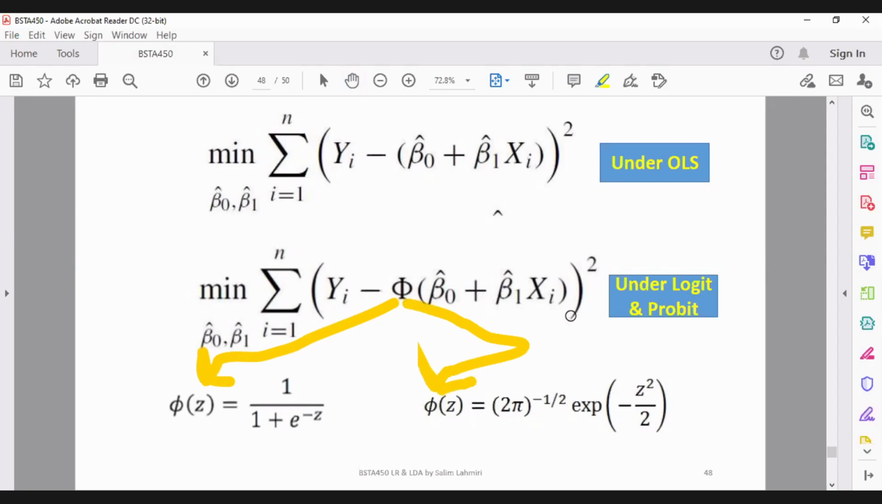So under logits and probits, we minimize the errors, and inside the error expression we have this function phi. This is the key function to estimate logits and probits, and this function can be either a logistic, a logit, or a probit.